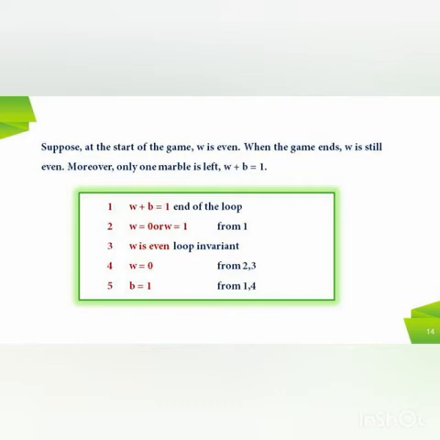So W + B = 1 at the end of the loop. Then W = 0 or W may be 1. We have already assumed that W is even. So what is the even value here? 1 is not an even value. So obviously W = 0. If W = 0, automatically B = 1 here. So the last marble must be black. Similarly, if at the start of the game there is an odd number of whites, then the last marble must be white. Okay, so this is how we can conclude this problem.